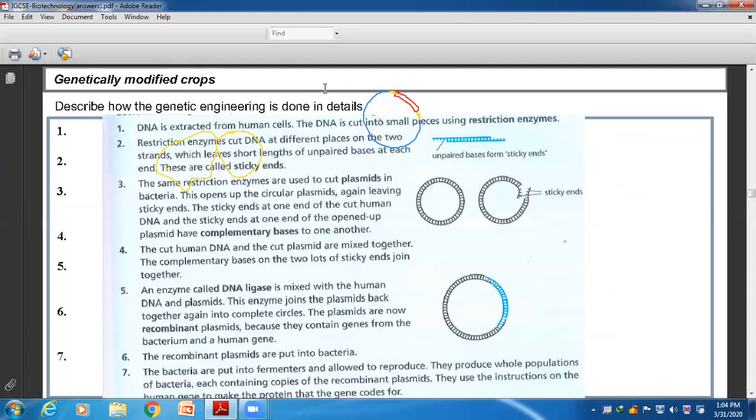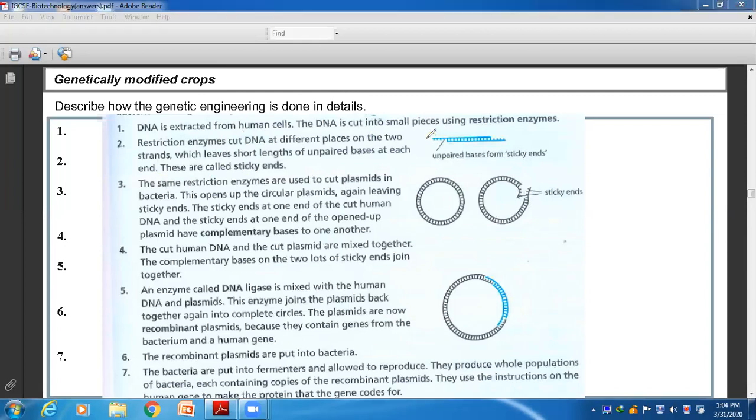Like in the lecture I told you about the sticky end. I told you that if I am extracting my gene of interest by one restriction enzyme, I should also treat my plasmid with the same restriction enzyme. Why? So that it makes the same sticky end. Sticky end is actually this single strand DNA site.